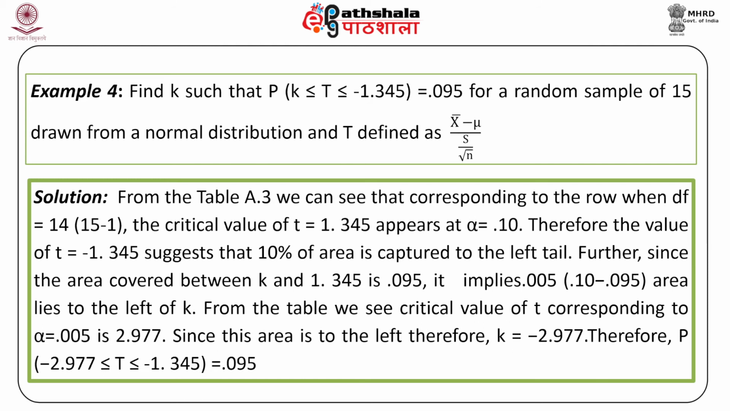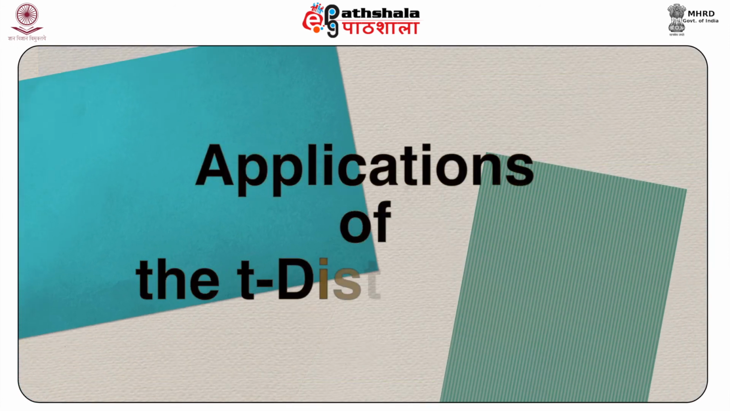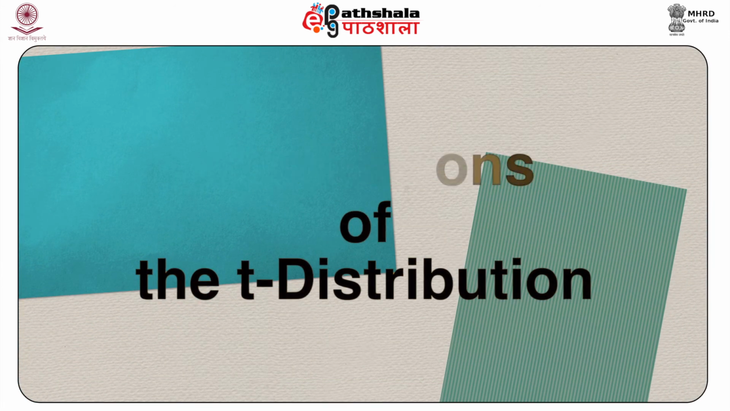Therefore, the required probability of t greater than or equal to minus 2.977 and less than or equal to minus 1.345 is equal to 0.095. Let us now look at some of the applications of the t distribution.